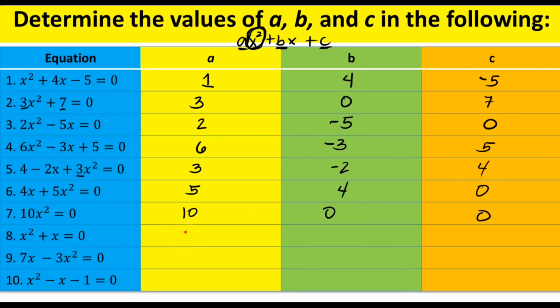Next, this one is 1, ito 1, ito 0. Ang number 9, ang A natin is negative 3, ang B is 7, and C is 0. And last, 1, negative 1, negative 1. So, understood na may 1 dito, so the value of B is negative 1. Okay, that's all for definition of quadratic equation.